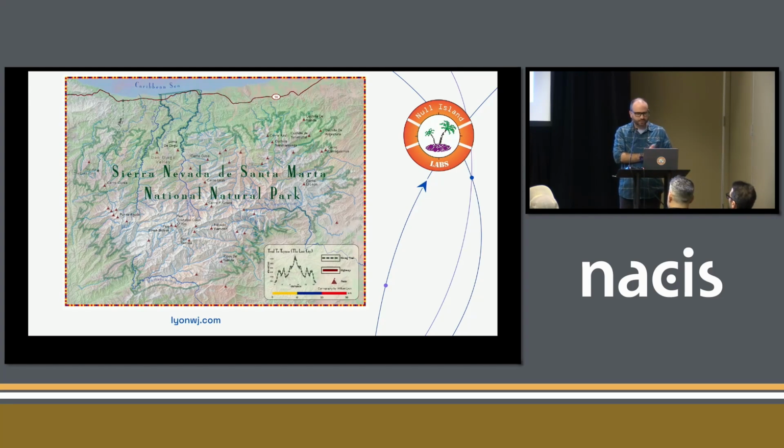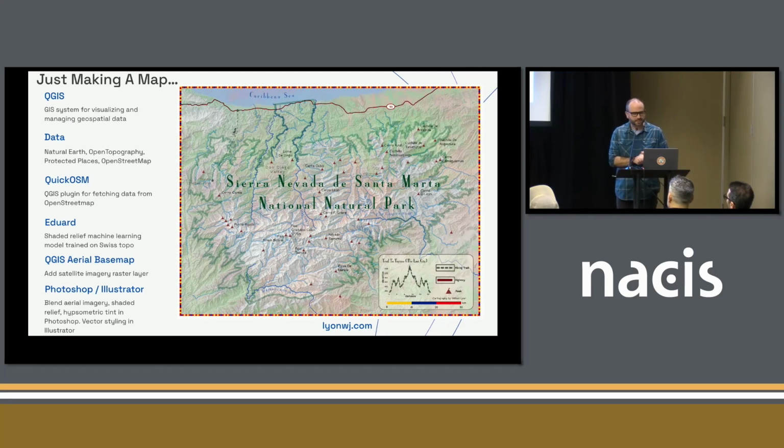So this is a map of the Sierra Nevada de Santa Marta National Park in Colombia, which is really an amazing place. This is the tallest coastal mountain range in the world. So you have like these huge mountains, then jungle, then beach. It's really quite amazing. There's a hiking trail here to the Lost City of Tayrona as well that's kind of highlighted on the map. I call these my Null Island Labs projects. They're just kind of fun side projects, no real purpose.